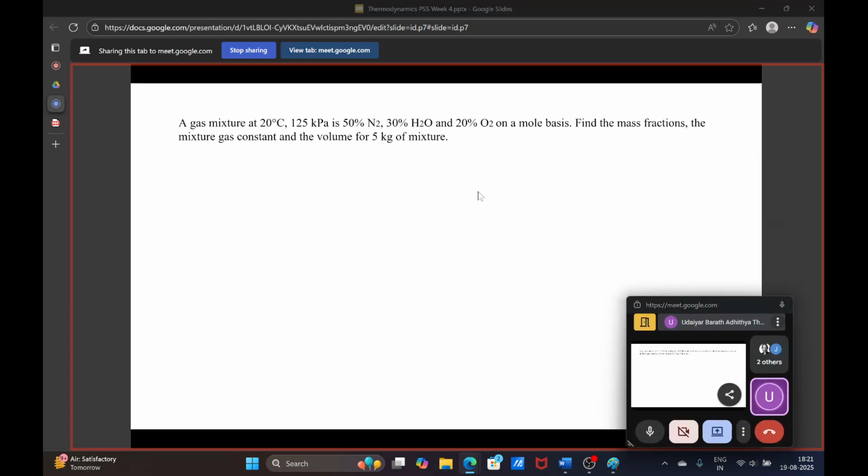So next one, a gas mixture at 20 degrees Celsius. Any doubts in the previous one?